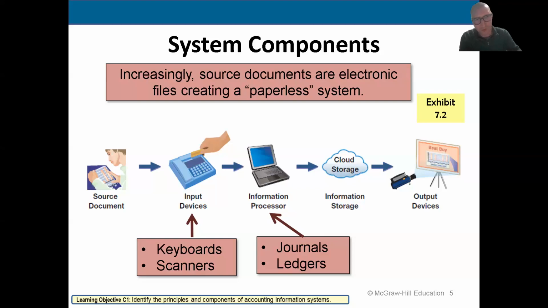We take the information from those documents and we put it into our accounting information system using our keyboard. We journalize the transaction, if you will, using our keyboard. And we put it into our QuickBooks, which is our information processor. And the data on our information processor that we put into QuickBooks or into Oracle or Sage 50, whatever you're using.